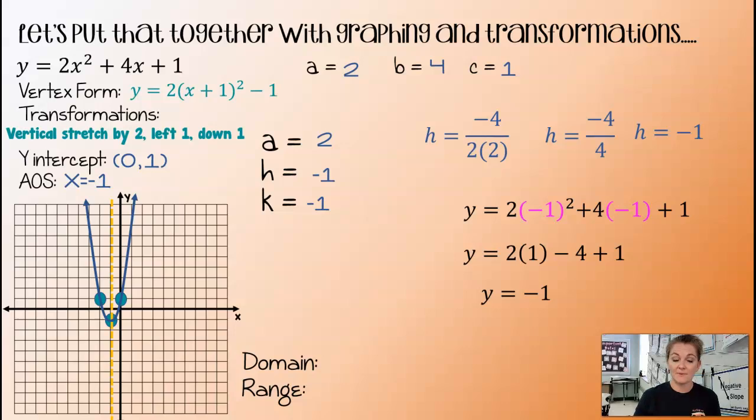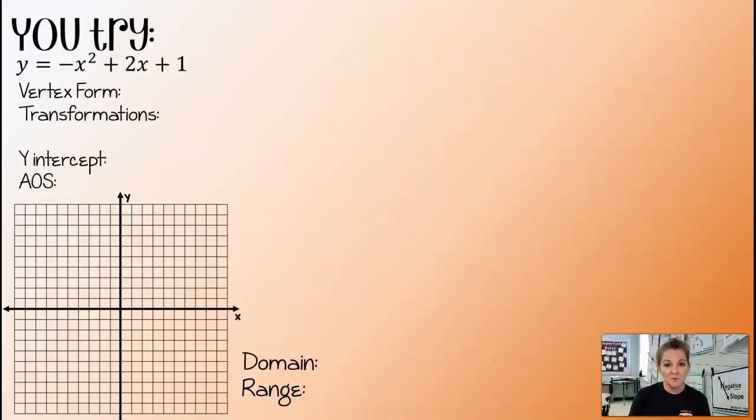Those are my transformations. Now let's talk about domain and range. The domain on all parabolas, all quadratics, is going to be all real numbers. But my range, I'm going from low to high, so my range is from -1 to infinity. I have this one that I want you to try. When you're ready to see the answer and the whole work-through, go ahead and press play.